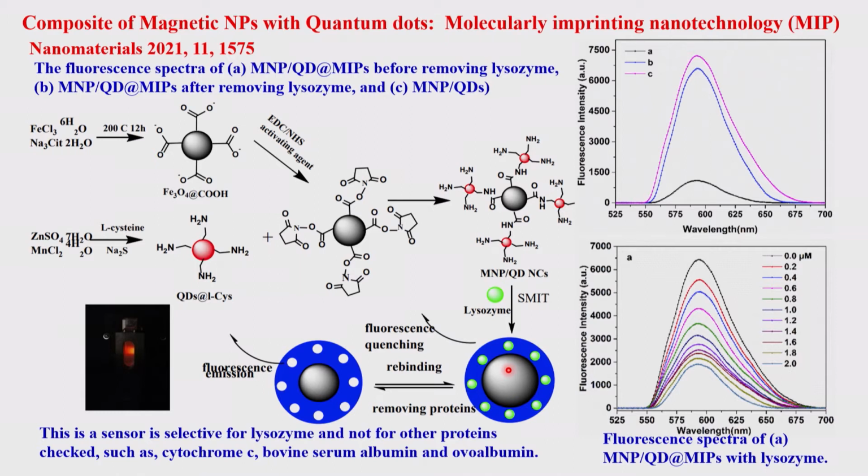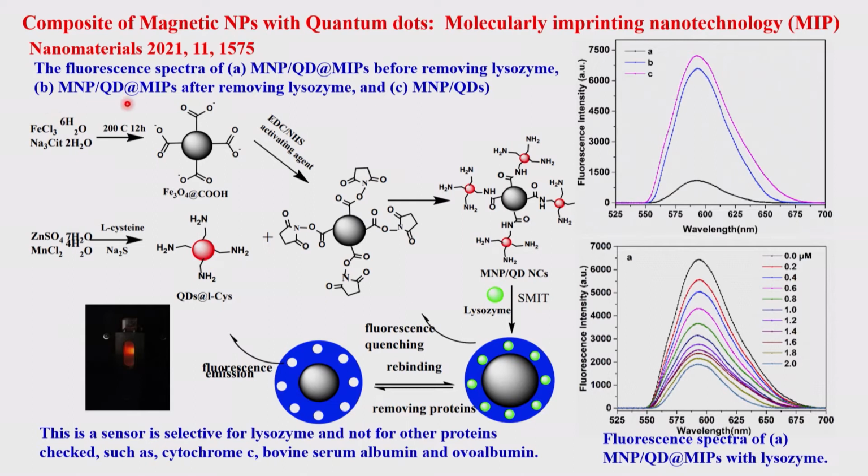Now you add application. Here, the application that you are doing is that lysozyme will get added between these ones, and the fluorescence will change, and you can remove the protein by some other processes, add the protein again, so you can get back to this. So here, A is the black one, which is the MNP with the quantum dots, the magnetic nanoparticle with quantum dots, made with molecularly imprinting nanotechnology, a product that you have, and that has this one.